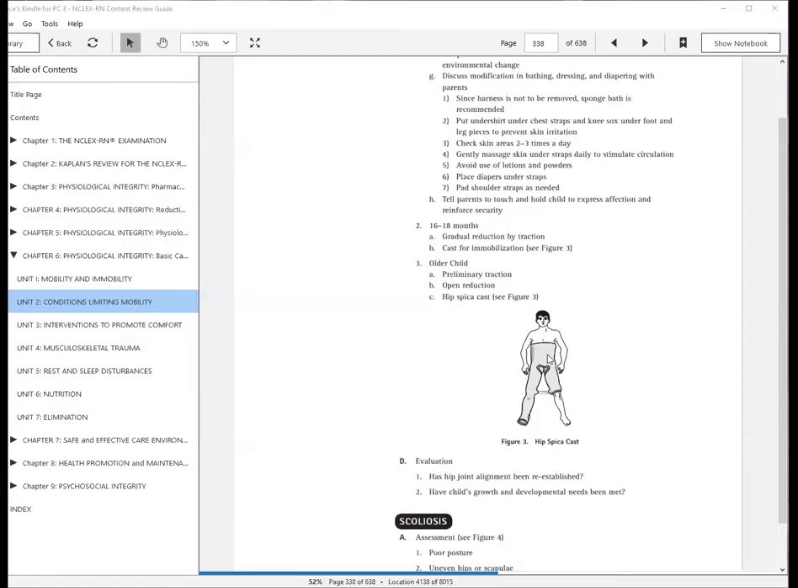So let me just show you an image of a hip spica right now. So this is a picture of a hip spica. You can see it here. They put it on the hips. It holds basically the hips to keep them in place. So that's what they do for these children.